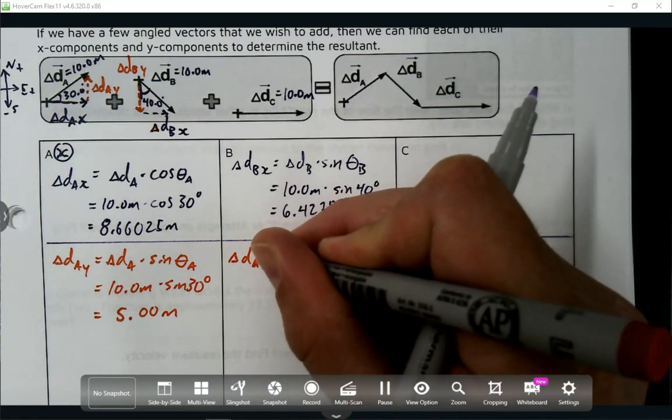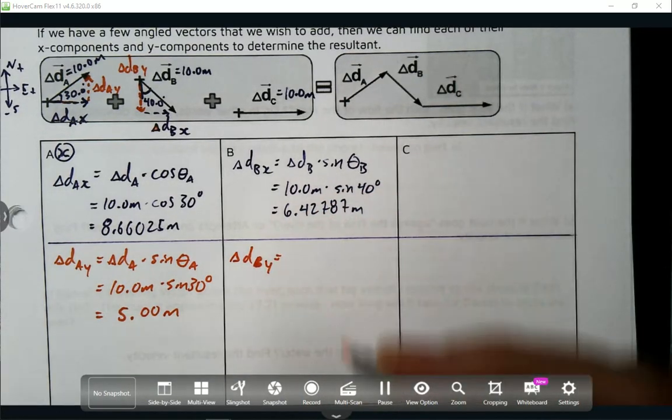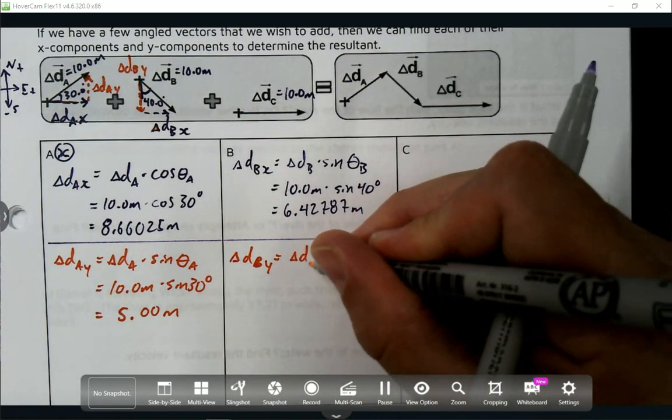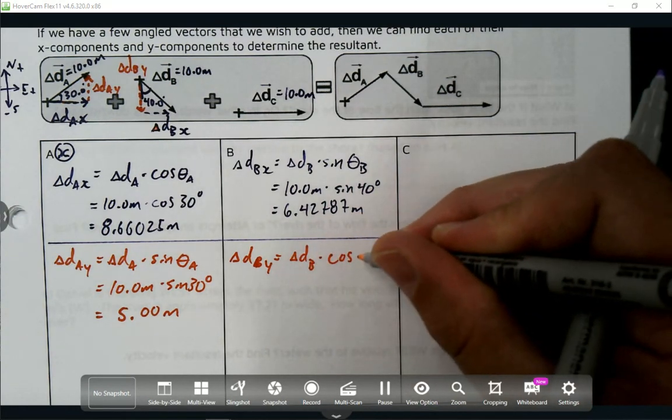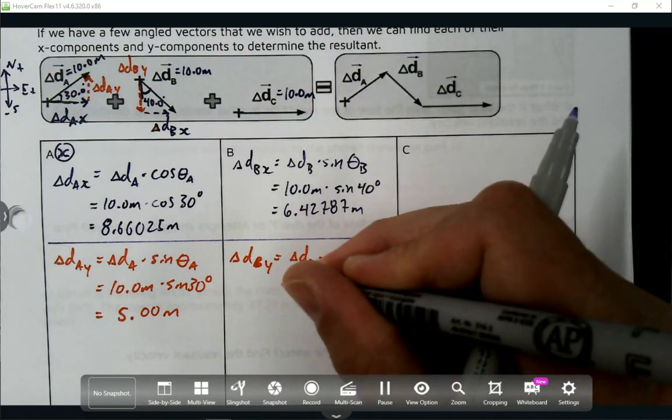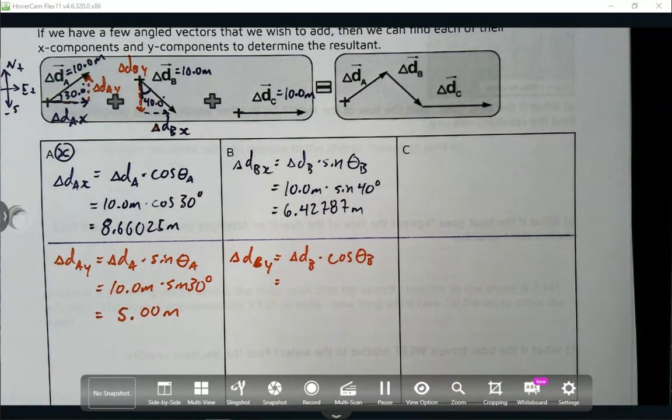Displacement B in the y direction is going to be delta dB times cosine of theta B. Sub in my values.